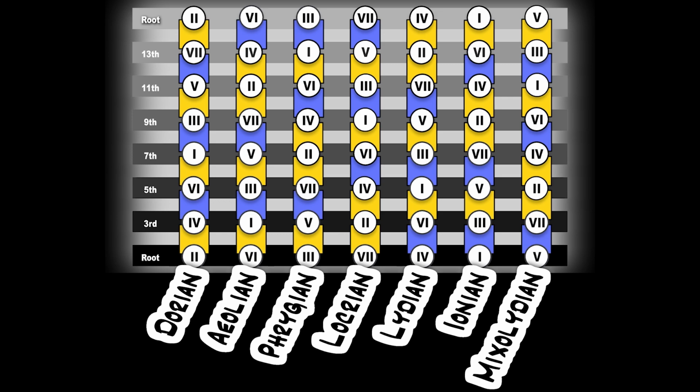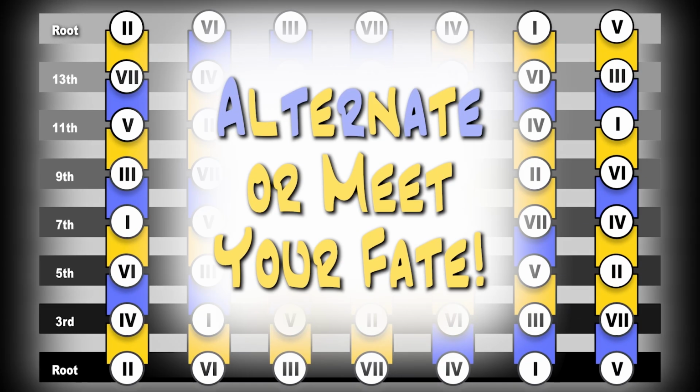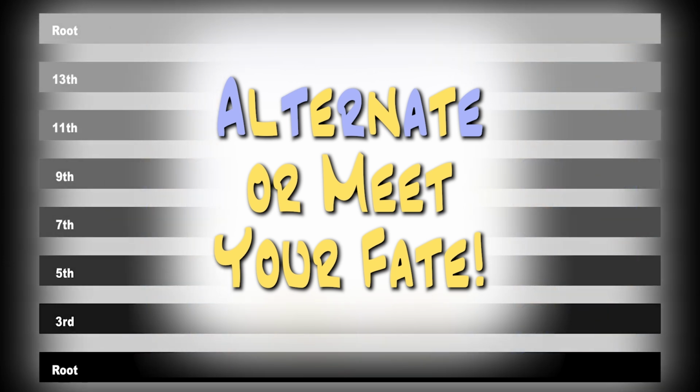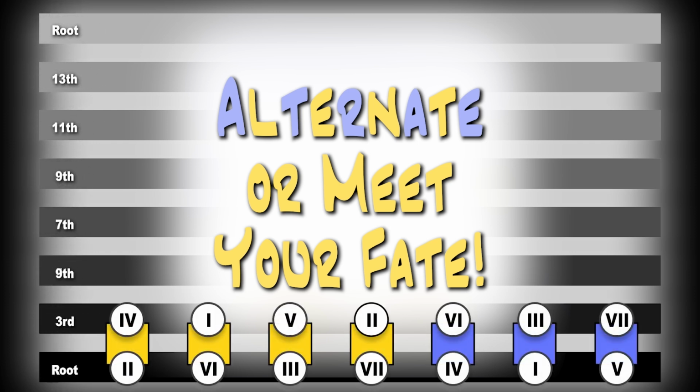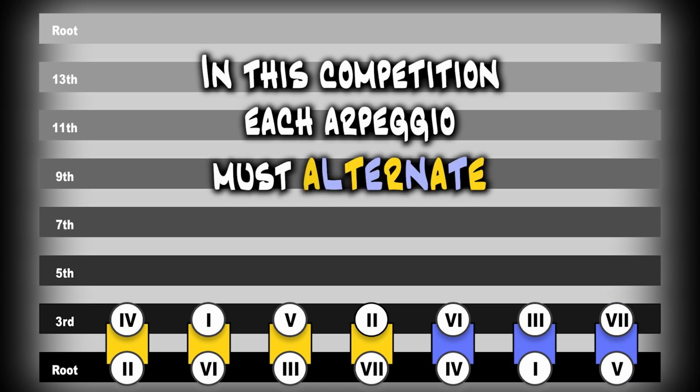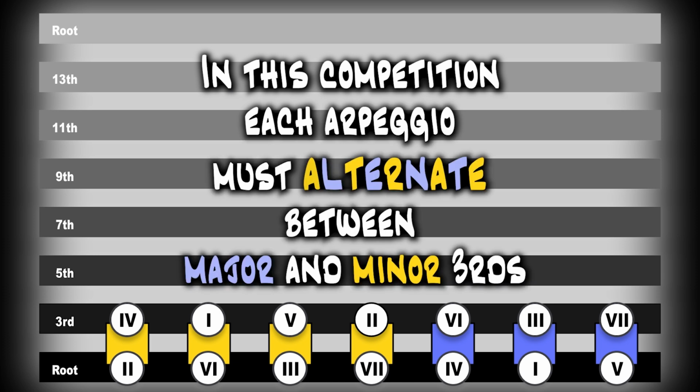Let's play a little game. And now it's time to play Alternate or Meet Your Fate. Each arpeggio has a chance to get to the top, from the root all the way up to the root again, two octaves higher, as a series of thirds. However, in this competition, each arpeggio must alternate between major and minor thirds or be disqualified.